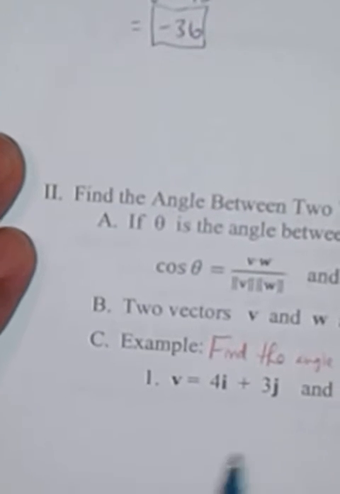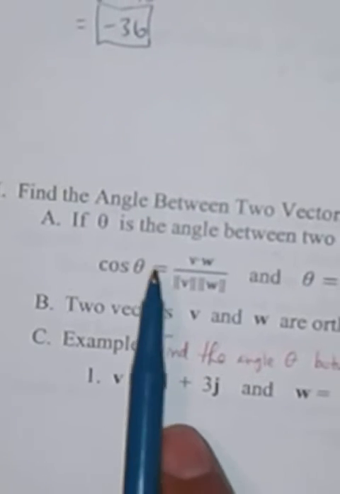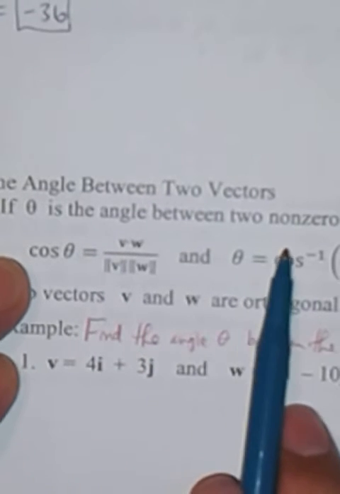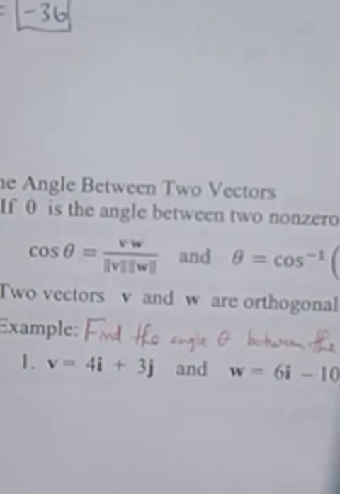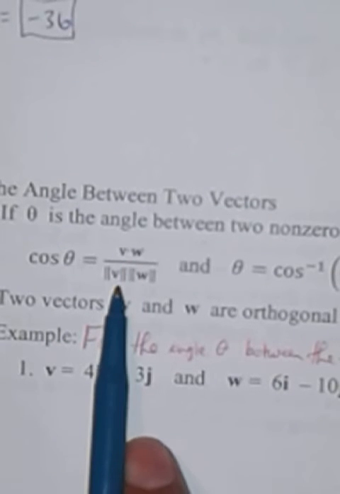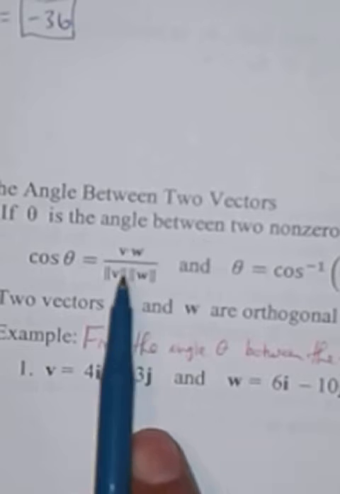So part 2, I'm not going to do any of the examples. I just want to point out certain things about what we're going to see. So if theta is the angle between two non-zero vectors, V and W, then cosine theta is the dot product V dot W over the product of their magnitudes.